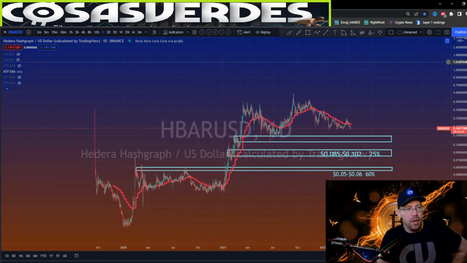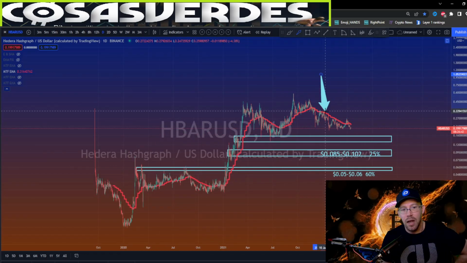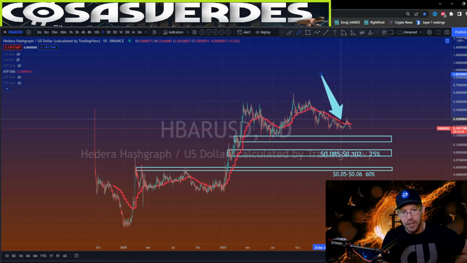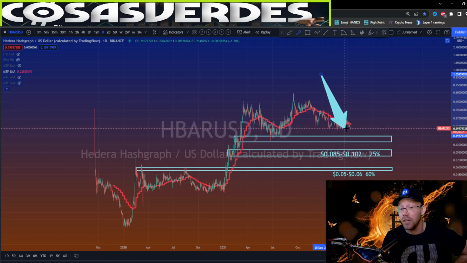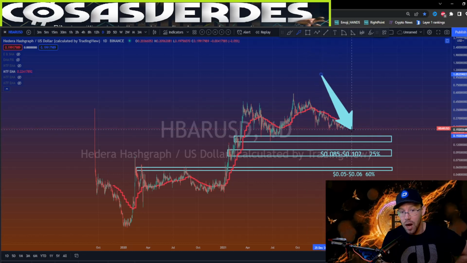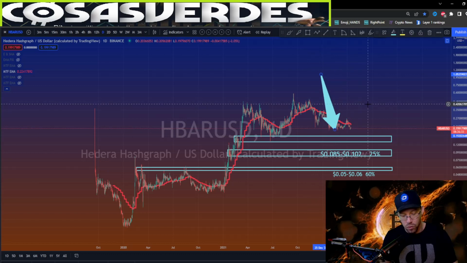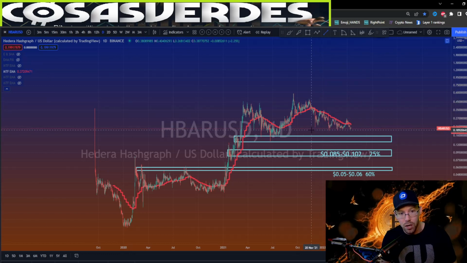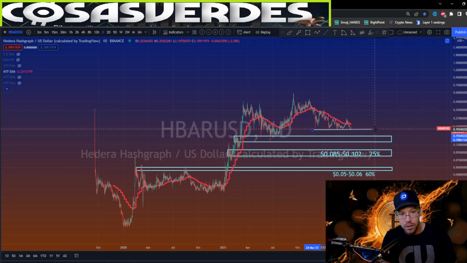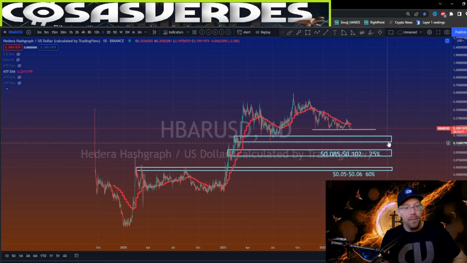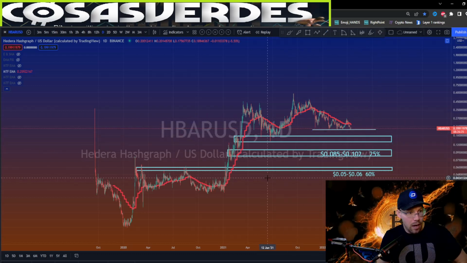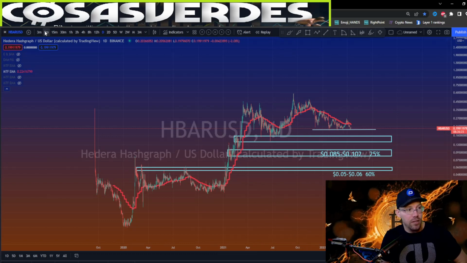All right, first observation, it's been getting rejected by the weekly 10 EMA over and over and over, but not necessarily forming lower lows. It's trying to hold on for dear life at this horizontal right at 20 cents. So I would make a horizontal right at 20 cents. And if it breaks 20, so now I'm going to zoom in.